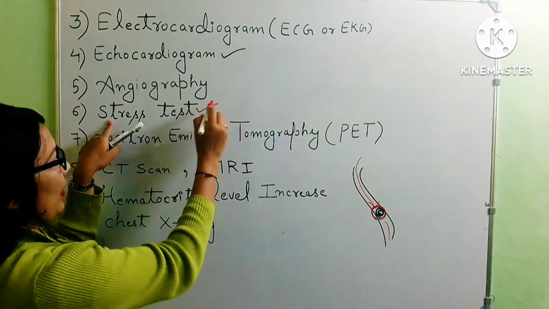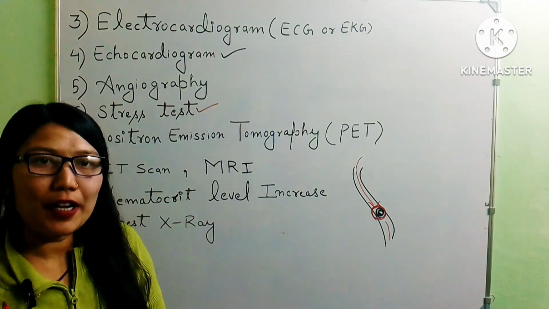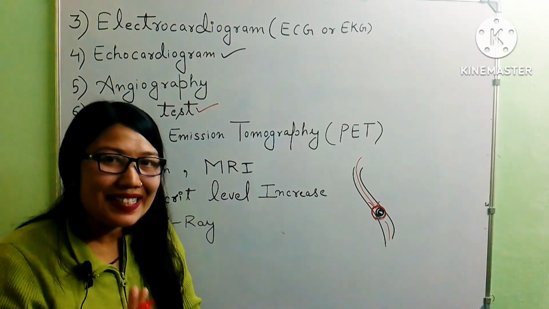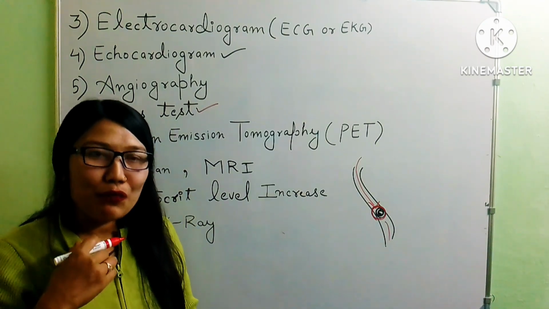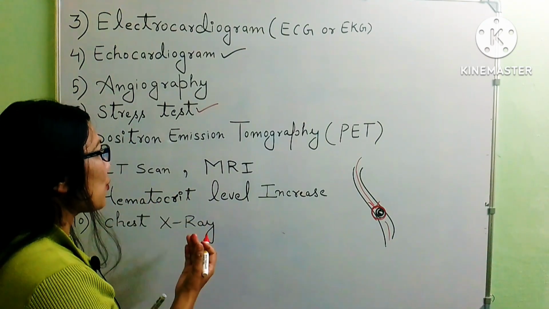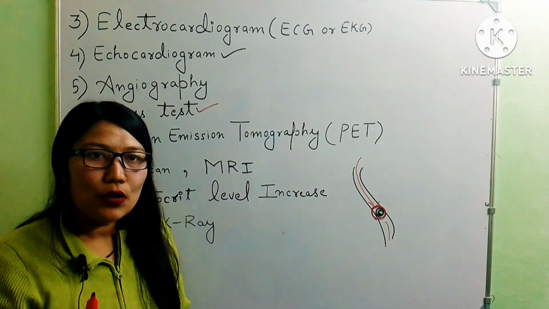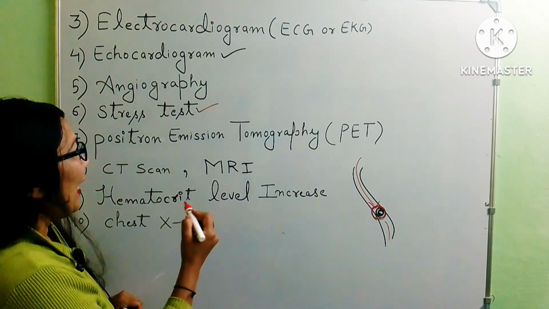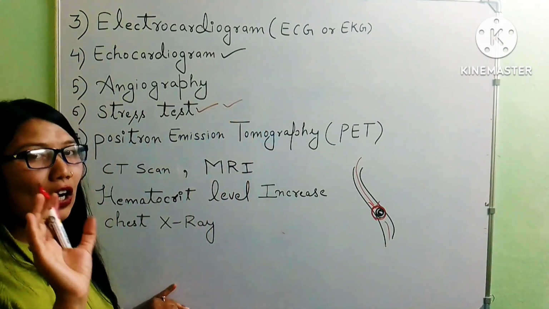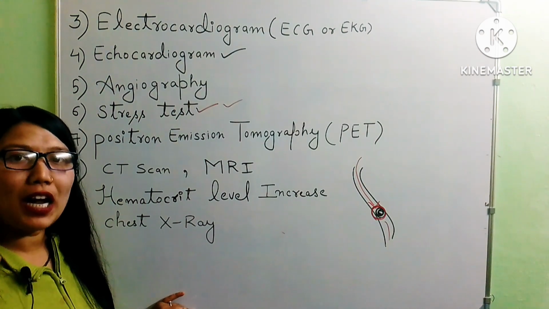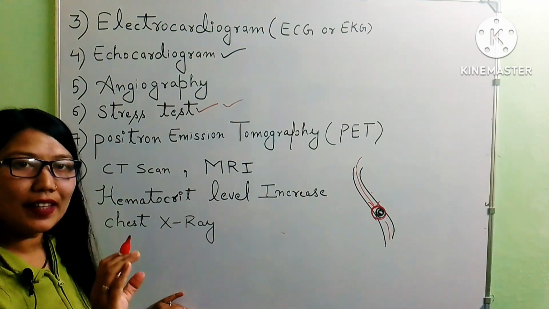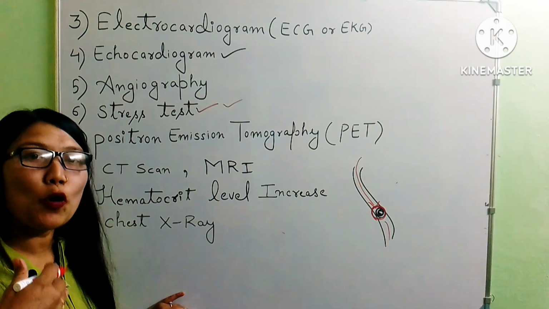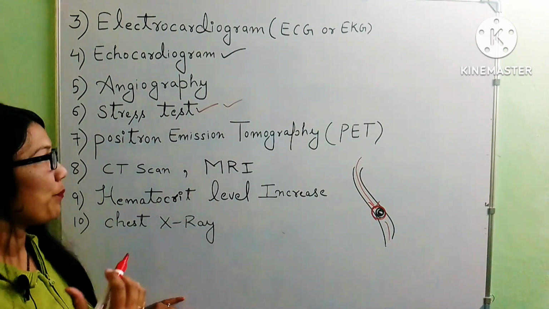Next we do the stress test. It is also known as the treadmill test. The name itself says stress. It means we are increasing the heart activity. In this procedure, we tell the patient to run or walk on a treadmill. We increase the speed of the treadmill, and we increase the workload of the heart. So in this test we check how the heart of the patient is functioning while he is performing more vigorous exercise or more physical work.